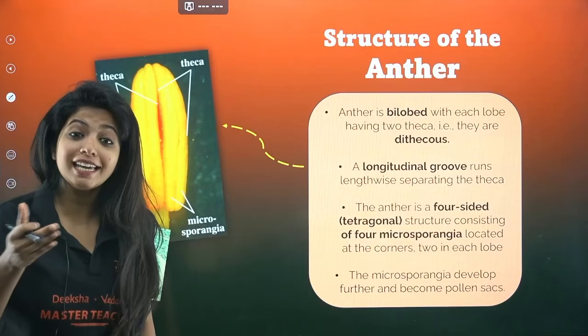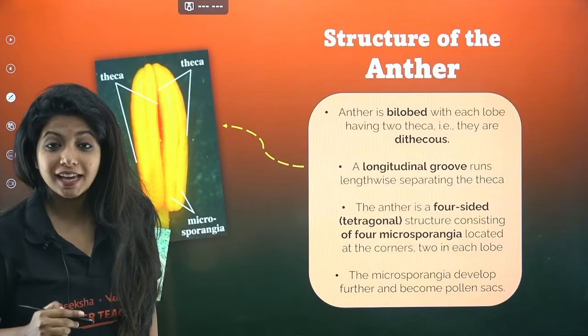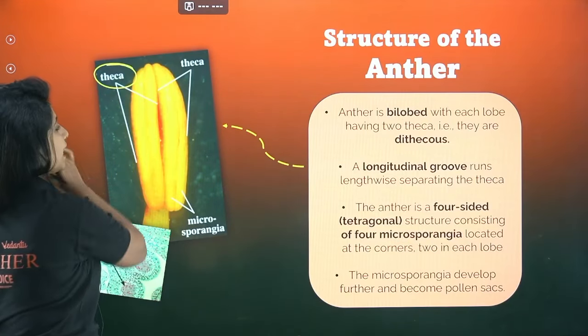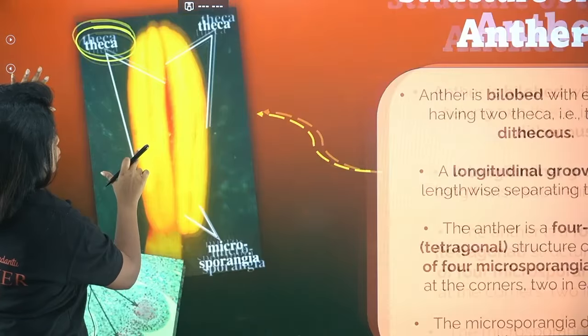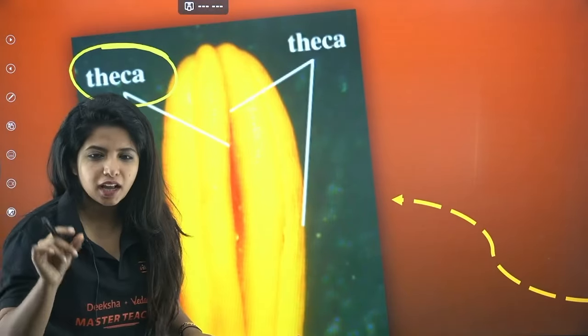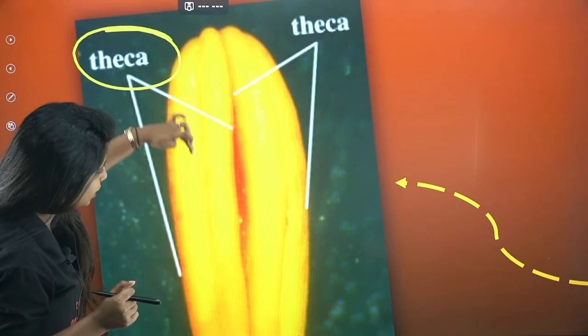Okay. Now within each lobe, you have some other thing. What is that other thing? It is known as theca. So basically, if I see this particular lobe, and if I zoom it in, all my dear children, come up with your binoculars. Here you can see a small ridge.